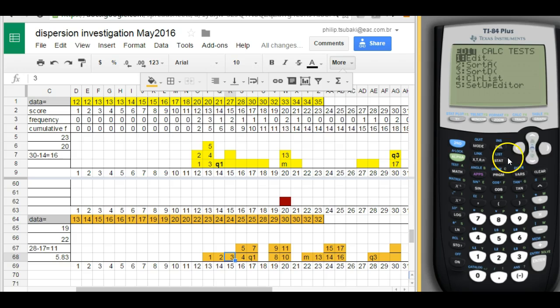Then I did stat calc 1-var stats, and when I did that, I would need to put list 3 into list, and then for frequency list, I would blank it out because there is no frequency list, right? Now I'm going to get a bunch of data out here, and I am going to get the 8.23 out for sigma x. You can see that's 8.23, and I'm going to note that down in my worksheet.